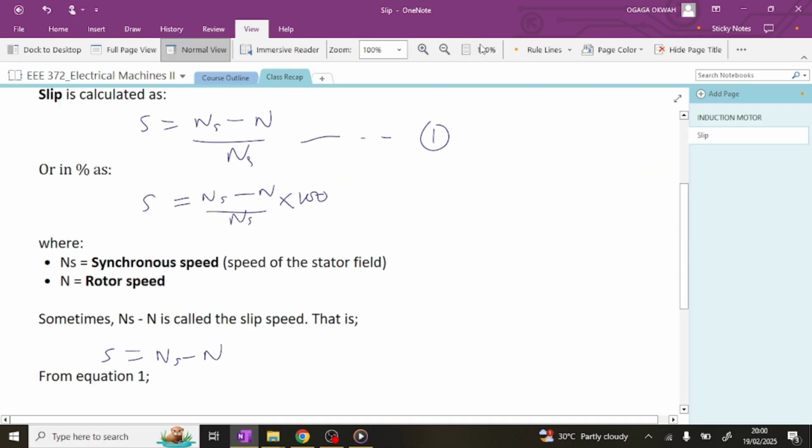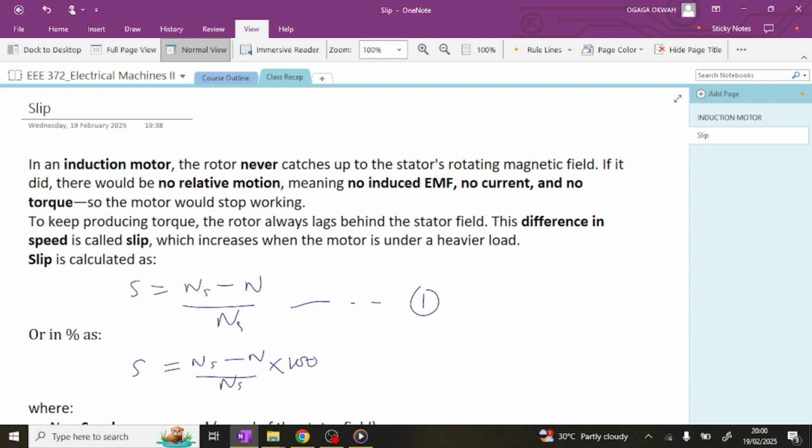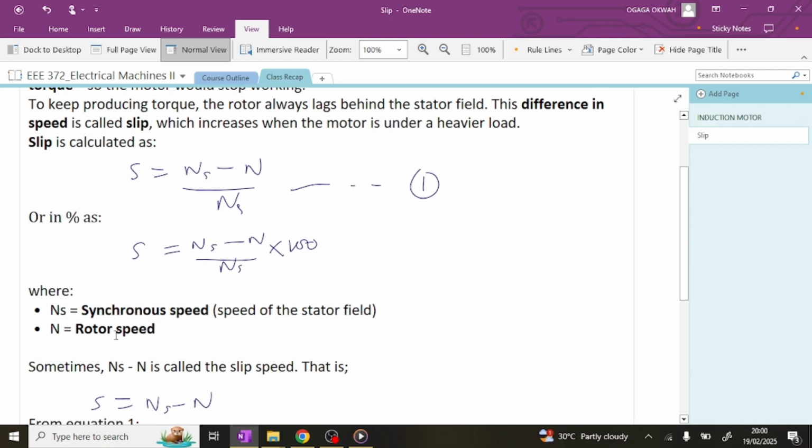So in this video we just talked about slip, the difference between the rotating field of the stator and the rotor field. That difference is known as the slip or slip speed. For slip we can calculate it using this formula, and in percentage we just use this formula. We've said earlier that ns is the synchronous speed, which is the speed of the stator field, while n is the rotor speed.